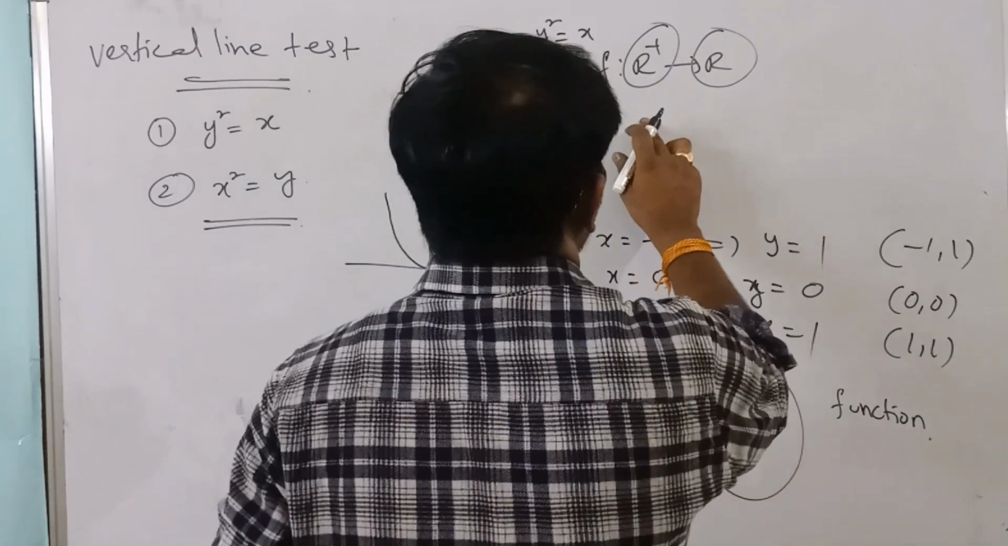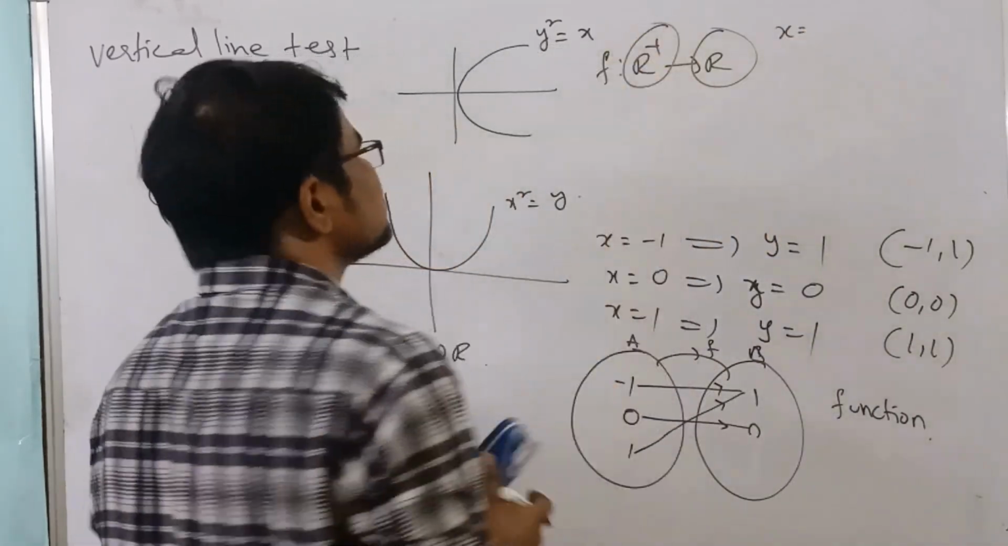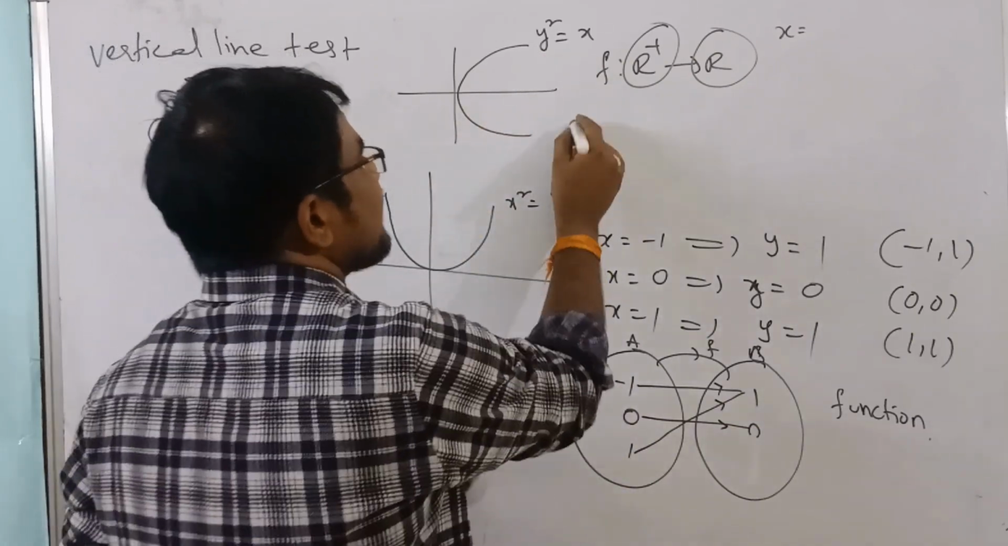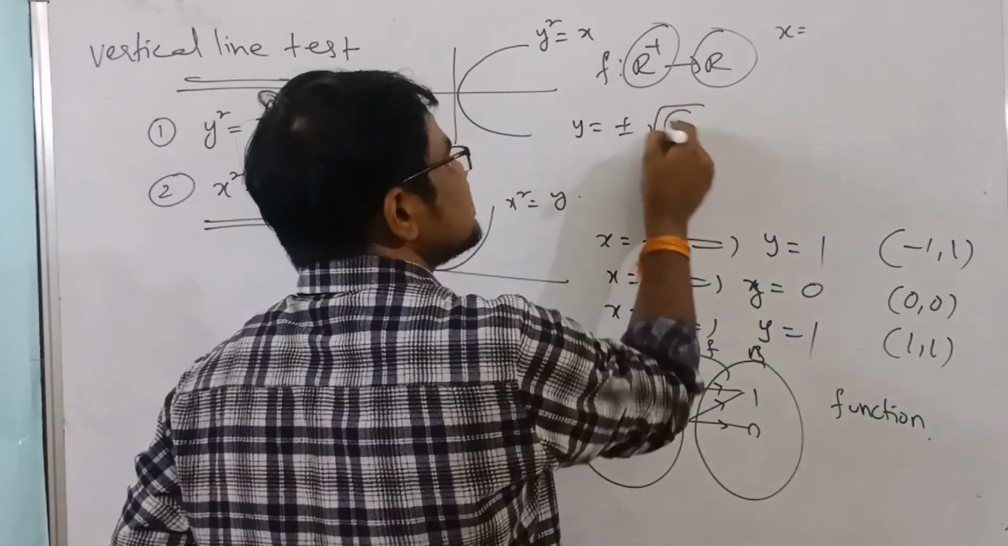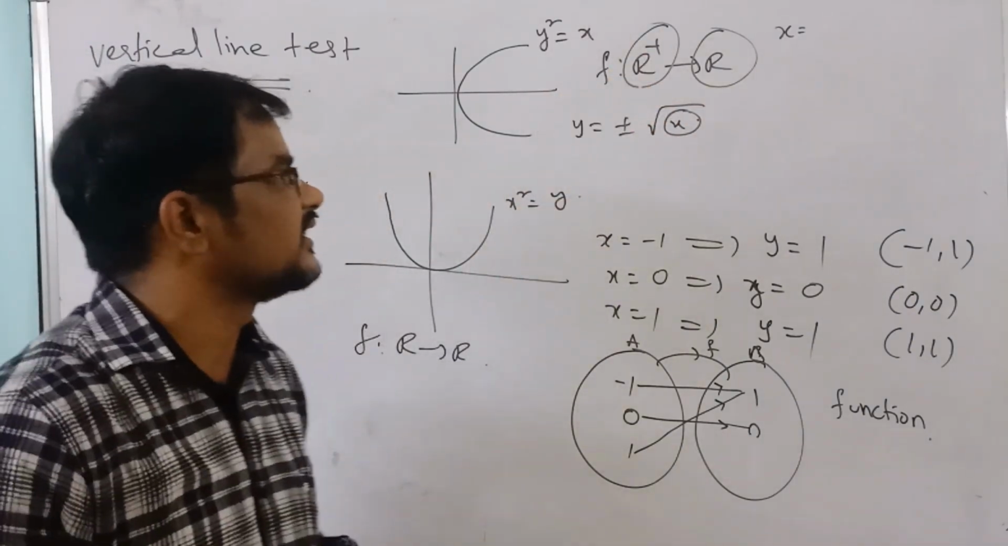Next come to this one here. Here I will take x equal to R plus, because y equal to plus or minus root x, and the value under root is always positive, so that's why I took R plus.